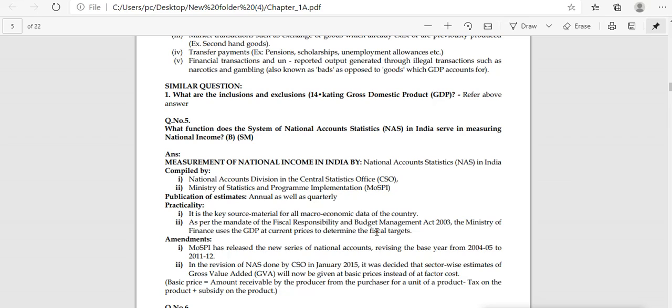So for fixing fiscal targets, what they take as the base is the national accounts published by CSO and Ministry of Statistics and Program Implementation will be considered.